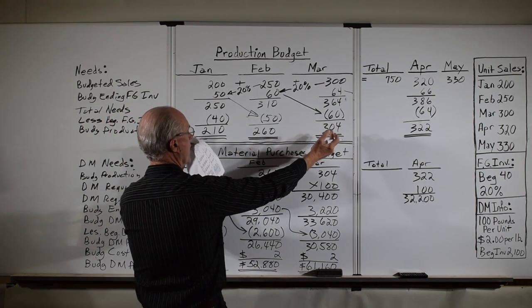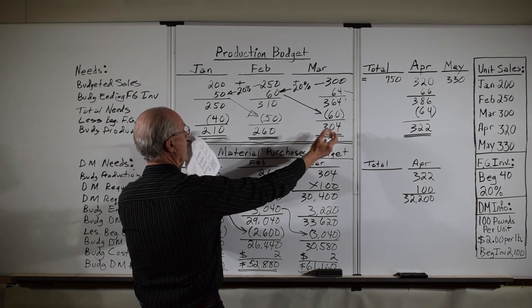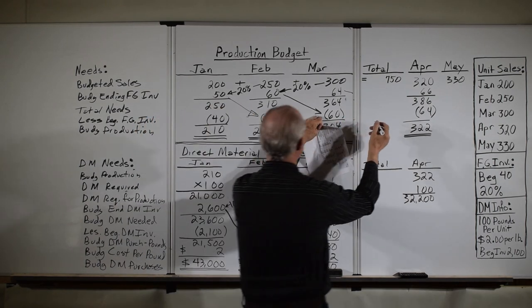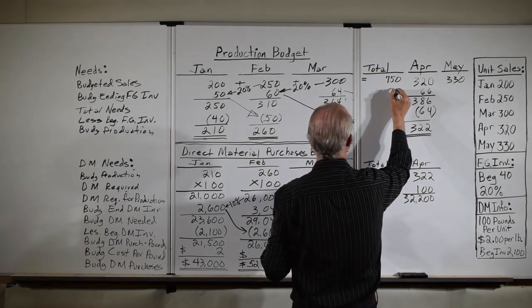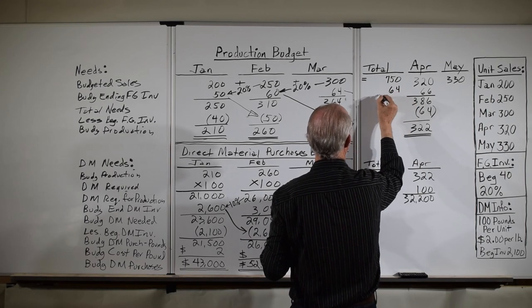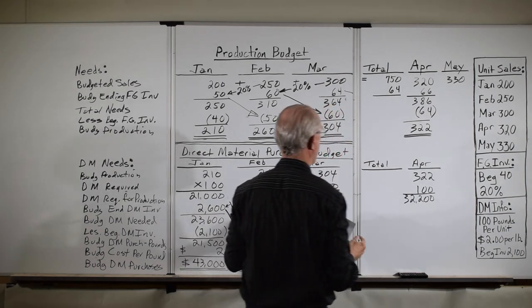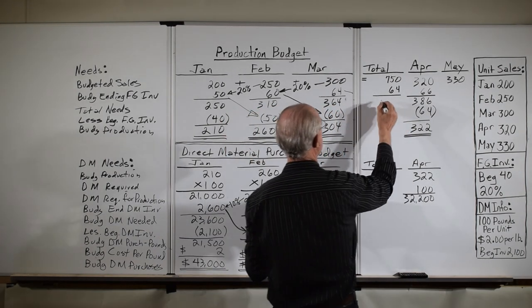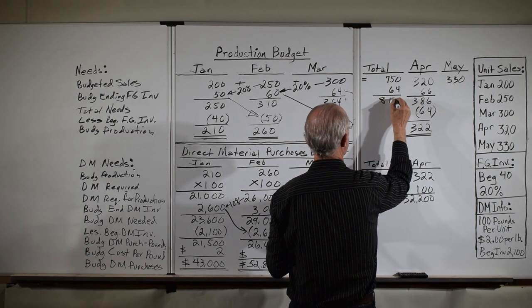So instead, to get our budgeted ending inventory, we look at this whole situation. This is our whole budget period. And the ending inventory, let's go to the end, which is March. That's the end. And so we're going to take March's ending inventory of 64 and add that in. And when we do, we get a total budgeted needs of 814.